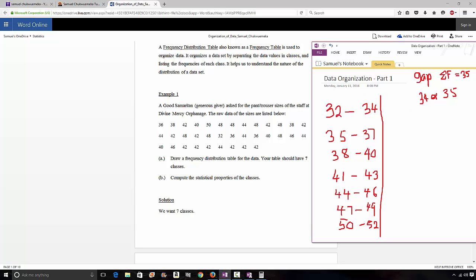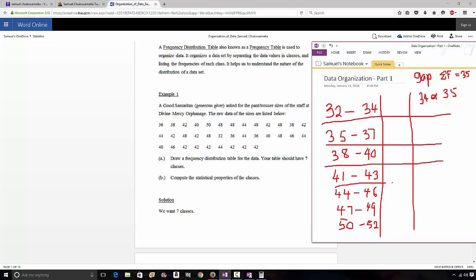So you start listing the frequencies. But before you actually list the frequencies, it is good to tally first. I have already done this, I just want to show you how you do that. So this is the tally, and these are the frequencies you're going to list here for these classes.